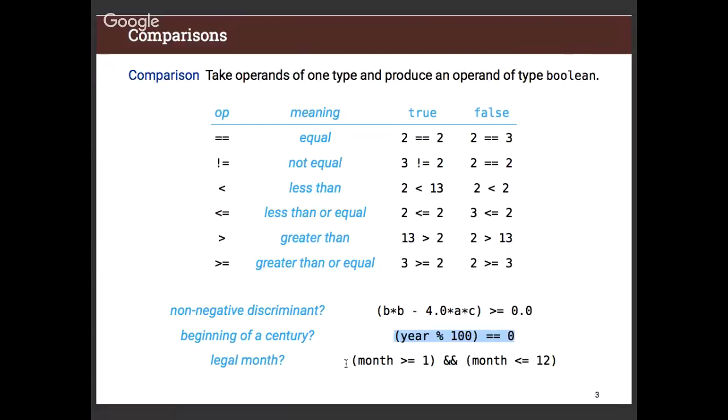Is this a legal month? Is whatever is stored in the month variable greater than or equal to 1, and also smaller than or equal to 12?